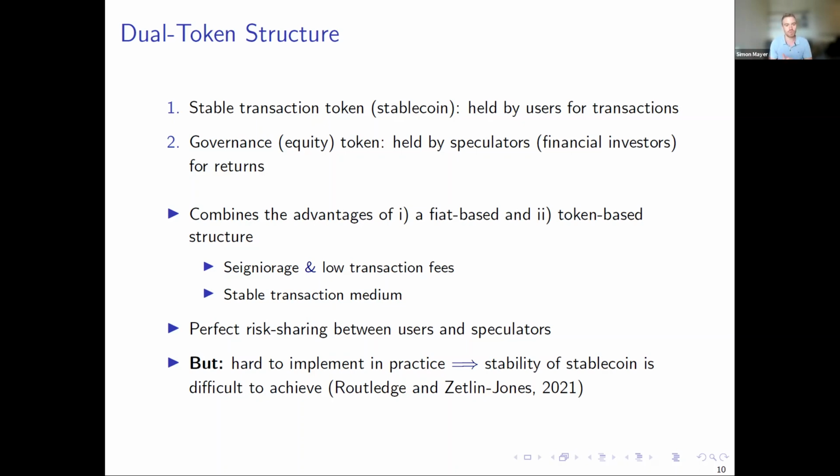In other words, the dual token structure implements perfect risk sharing between speculators and users. It seems that this dual token structure is a free lunch and yields the best outcomes. However, in practice, implementing a dual token structure and in particular maintaining stability of a stablecoin is challenging, and there are ample papers demonstrating this, most notably a recently published paper by Routledge and Zetlin-Jones, which show in particular that maintaining stability of a stablecoin without holding sufficient reserves, which is costly, is generally difficult.